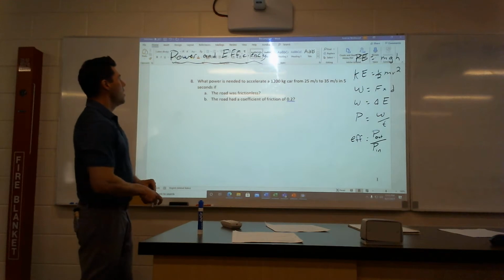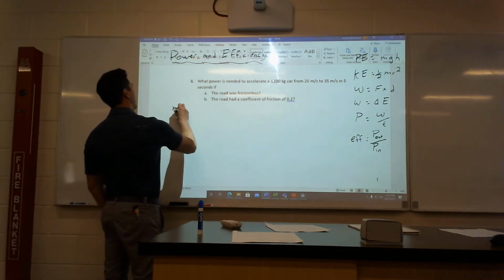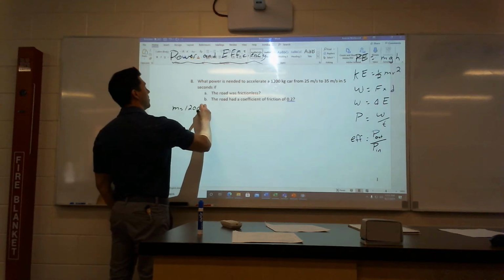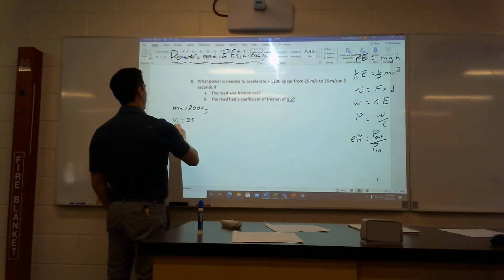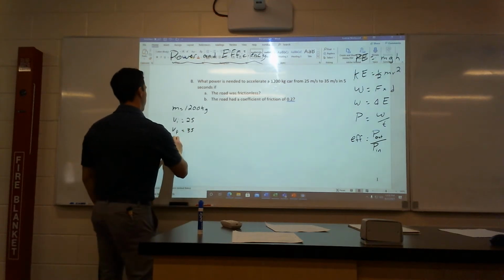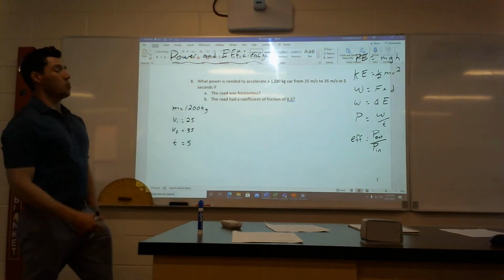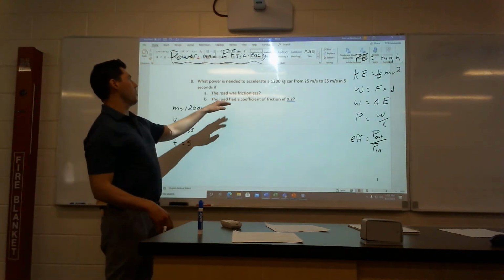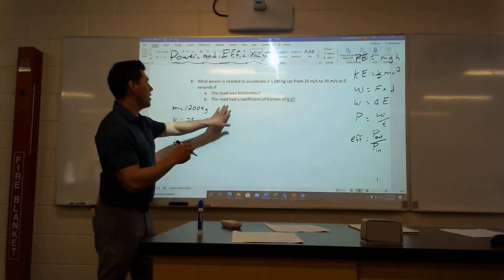Let's go through this. What power is needed to accelerate a 1,200 kilogram car from Vi of 25 to 35 in 5 seconds? The first one says if the road was frictionless, and the second one says if the road has a coefficient of friction. So A honestly is not too bad. Let's go through A here.